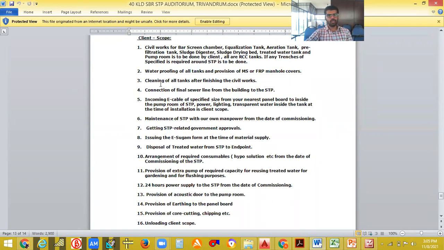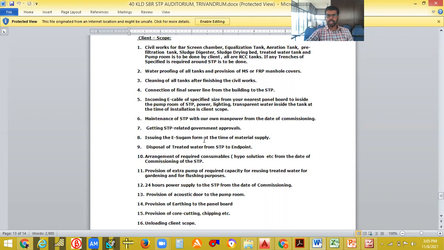So these things won't be done by the STP persons. Maintenance of the STP with our own manpower from the date of commissioning. So that's one of the things: if they come and set up an STP, the maintenance of the STP is with their own manpower, because they have produced their technology and implemented it. Then getting STP related government approvals, they won't be doing all those things. So these things the client has to do extra.